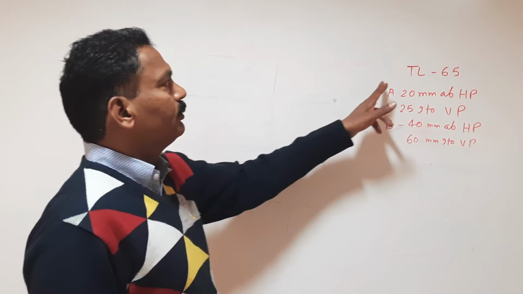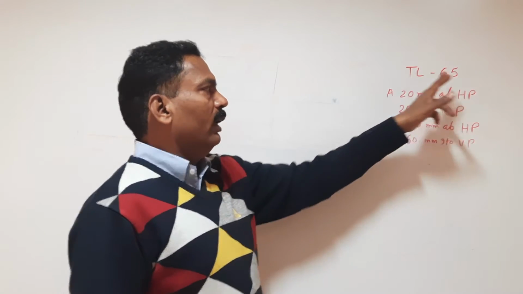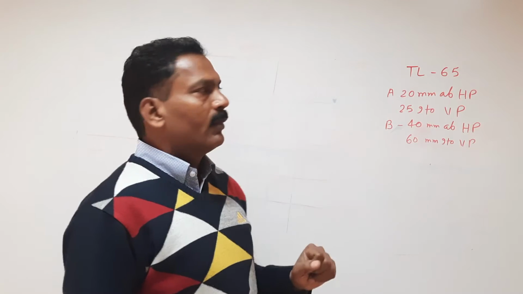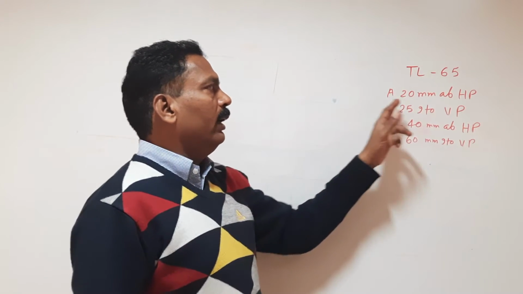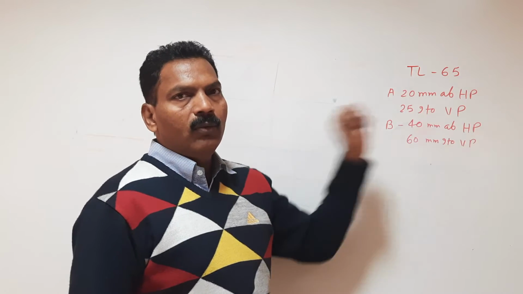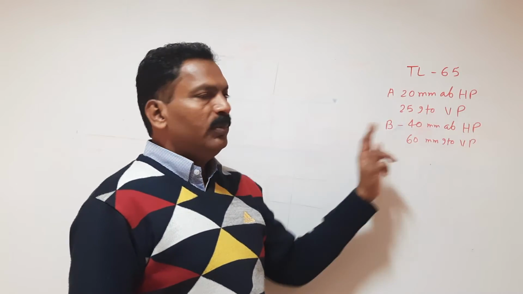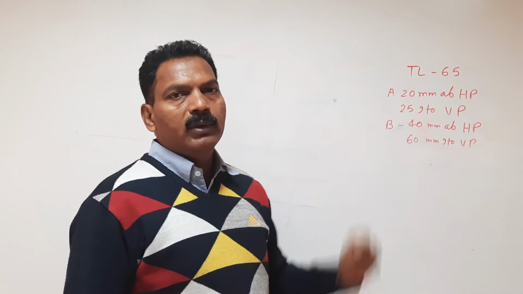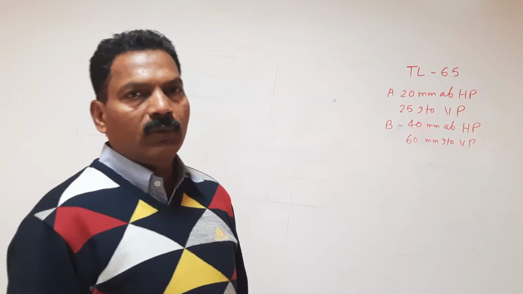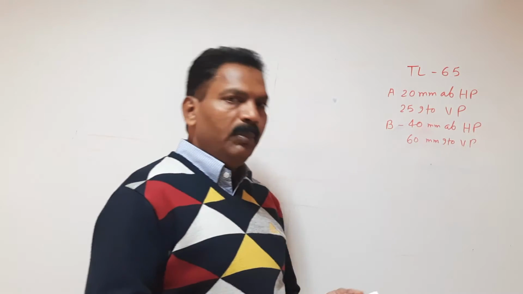Problem is like this: draw the projection of a line of length 65 mm when point A is 20 mm above HP and 25 mm in front of VP. The point B is 40 mm above HP and 60 mm in front of VP. You have to draw the projection of the line. This is another type of problem, but the concept is the same.